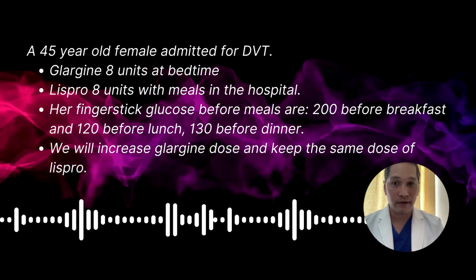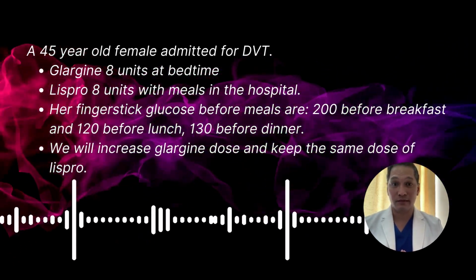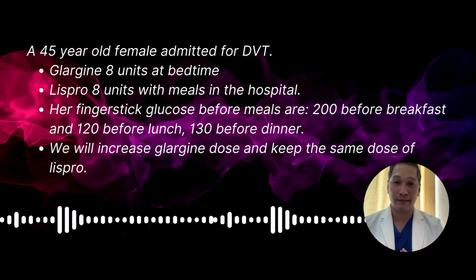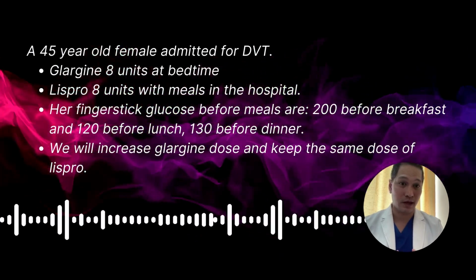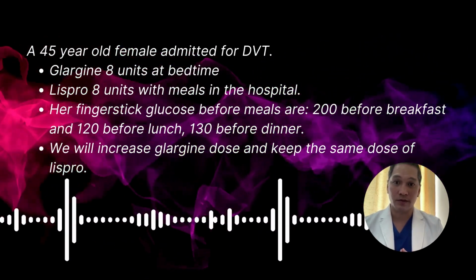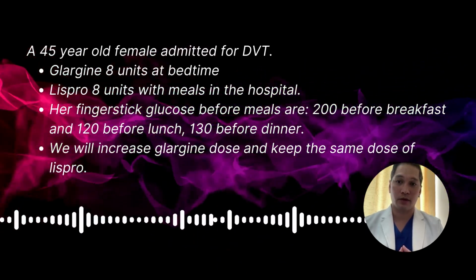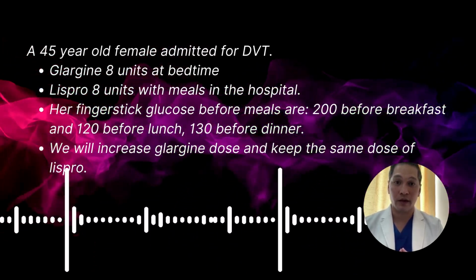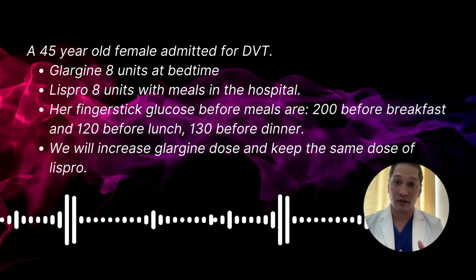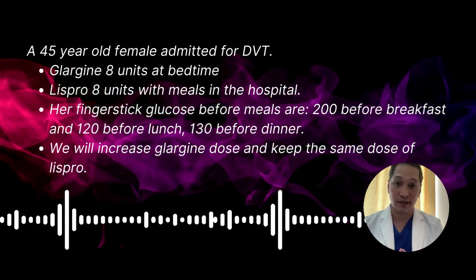What about a 45-year-old female admitted for DVT? She is on Glargine 8 units at bedtime and Lispro 8 units with meals in the hospital. Her finger stick glucose before meals are 200 before breakfast, 120 before lunch, and 130 before dinner. In this case, we'll increase the Glargine dose and keep the same dose of Lispro.